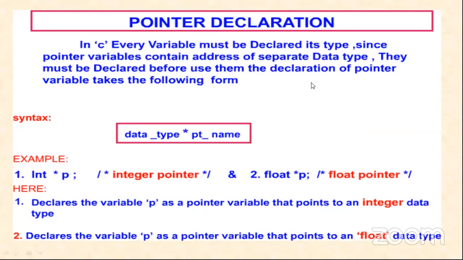How can I declare a pointer variable? If I want to work with a pointer variable, what is the way we use in C? Your pointer is a derived data type, so first you need to use your primary data type. What type of pointer variable I want to use, that data type I need to specify here.